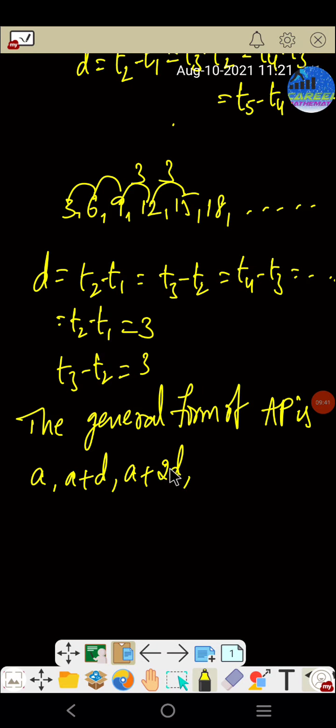How to get the next, fourth term? The common difference is added to the third term, A plus 2D plus D, that is nothing but A plus 3D, and the next one is A plus 4D, and so on, like this.